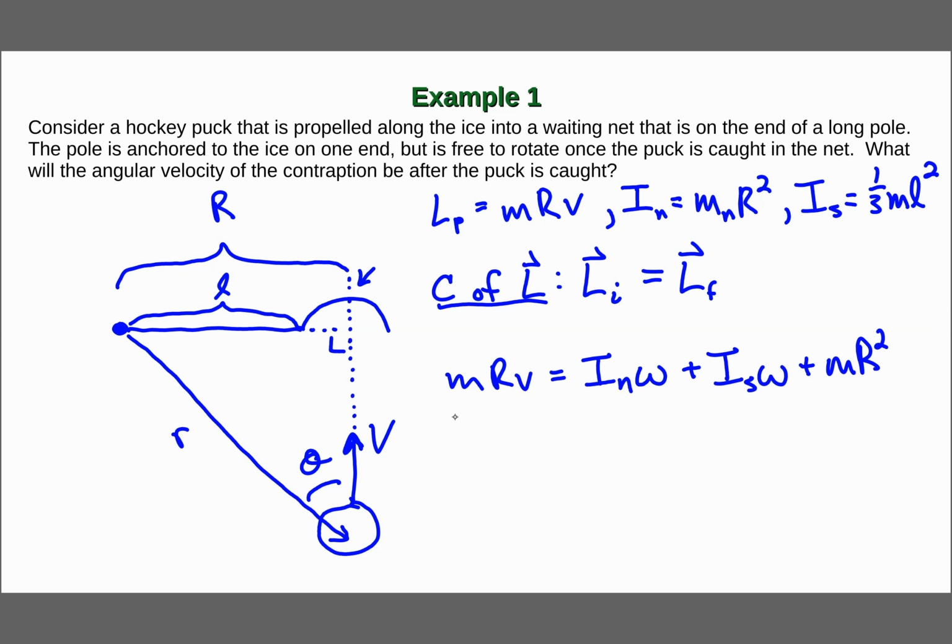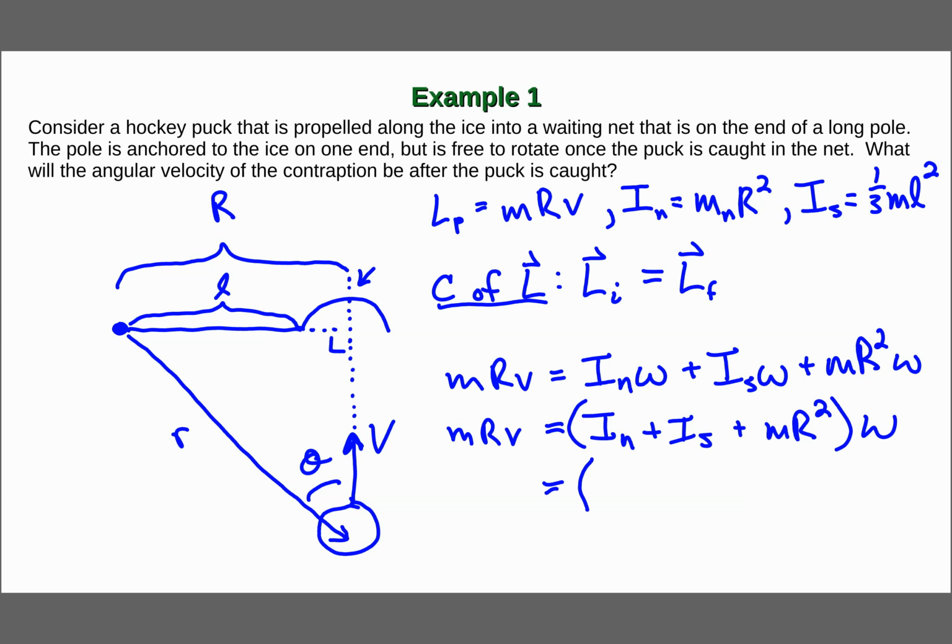It'll be in the middle of the net here. So it's going to have this mr squared for an I, and then of course omega, just like everything else. Because once the puck is in the net, everything is spinning together. So the omega of every part is going to be the same because they're all just one thing now that's spinning around this axis. So then that means that mRv equals I of the net plus I of the stick plus mr squared, times omega.